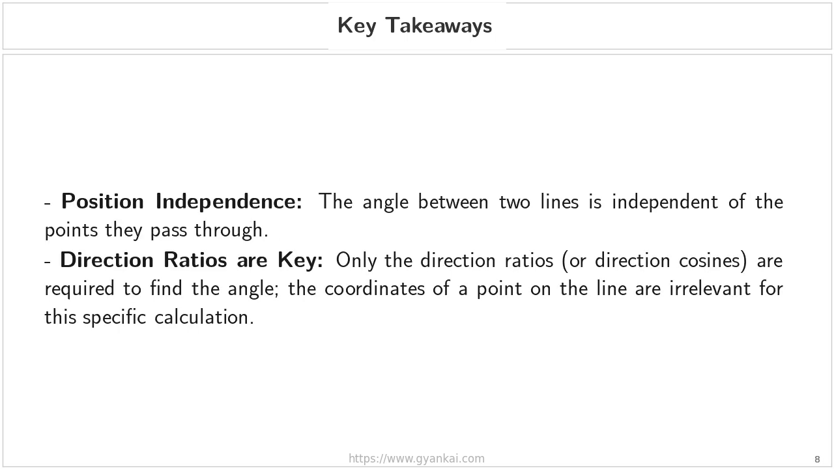Second, always remember that direction ratios are key. When you are faced with a problem like the one we just solved, your primary focus should be on extracting the direction ratios, such as a sub 1, b sub 1, c sub 1, and a sub 2, b sub 2, c sub 2. These ratios, or the direction cosines, are the only pieces of information you actually need to find the angle. The coordinates of any point on the line are, for this specific calculation, completely irrelevant.